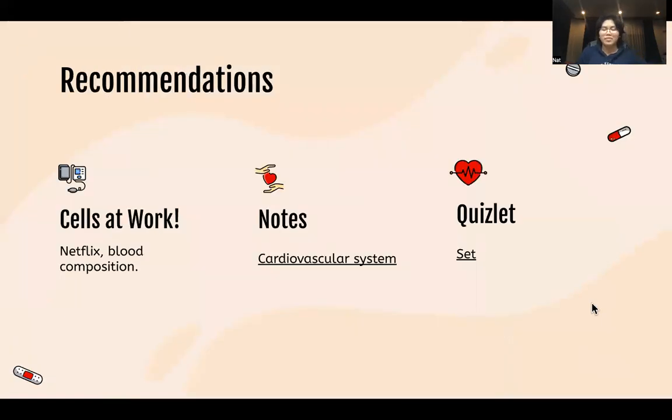Now, here are some recommendations in order to help you understand. First off is a show on Netflix called Cells at Work. The first couple episodes explain blood composition quite well. And the second resource is my personal notes from when I was taking the pre-IB bio class. The third is a Quizlet set, which may help you memorize and learn the subject better.